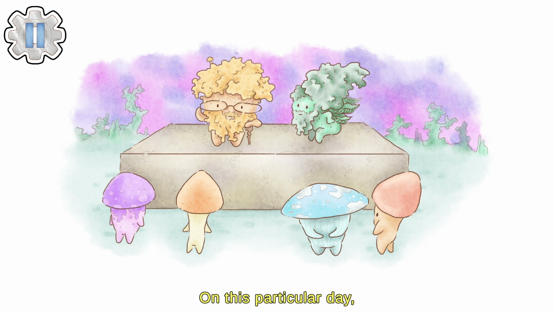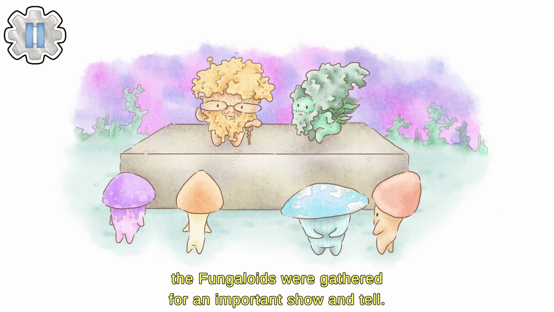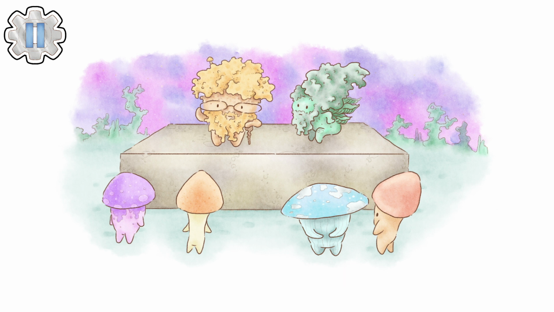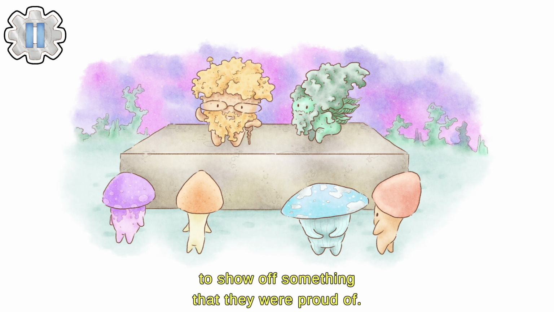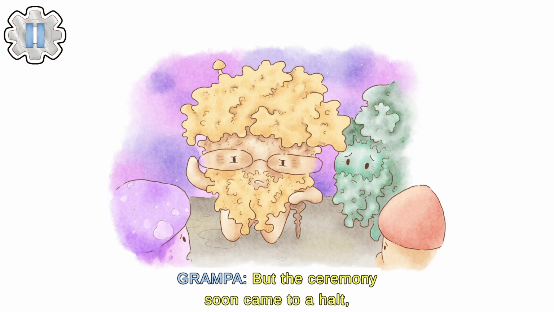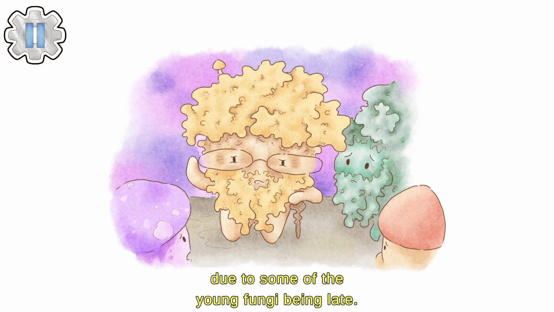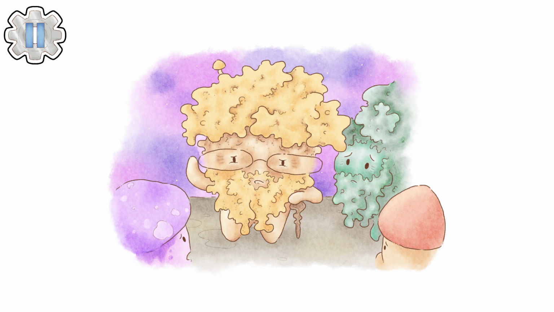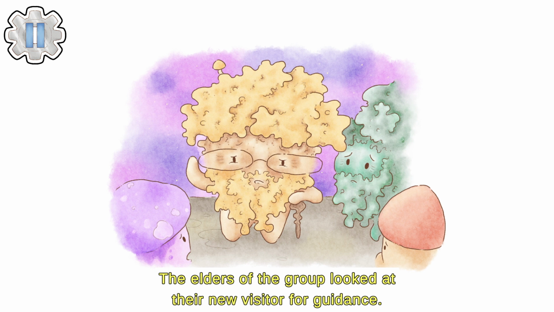On this particular day, the Fungaloids were gathered for an important show and tell. Standing on a stage are two elderly fungaloid creatures. They resemble odd-shaped mushrooms with lumps, bumps, and wrinkles. It was their tradition at a young age to show off something that they were proud of. But the ceremony soon came to a halt due to some of the young fungi being late. The fungaloids look worried. The elders of the group looked at their new visitor for guidance.